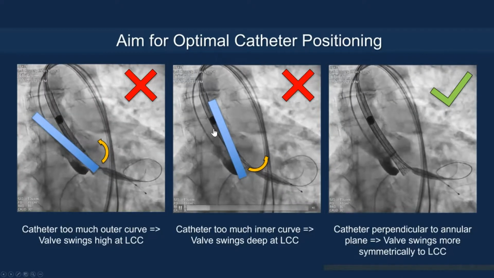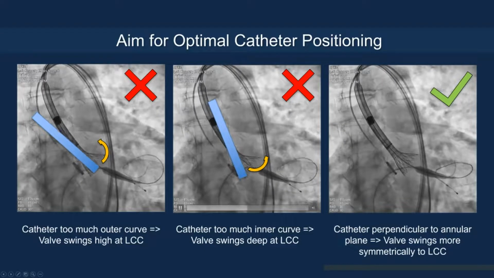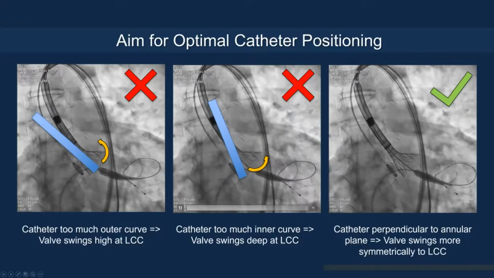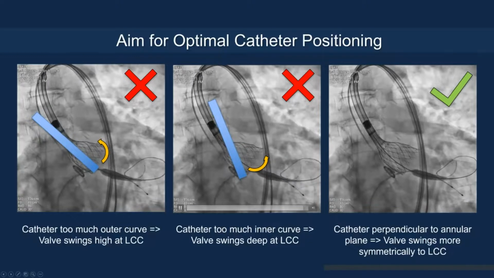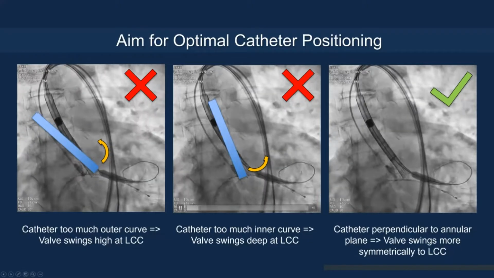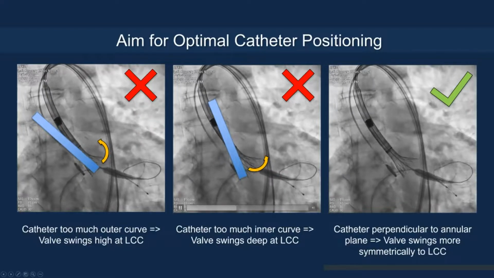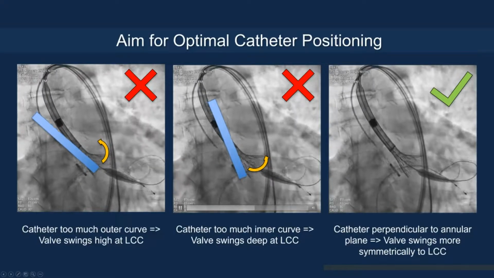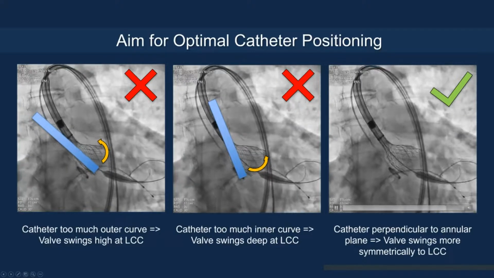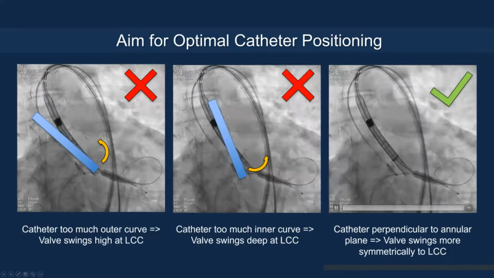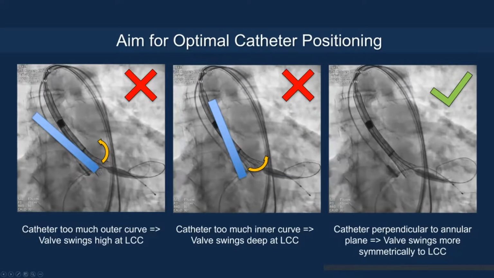In the middle section, this is the opposite. If your delivery catheter is too much in the inner curve, in that case, when the valve is flowering and swinging to the left cusp, you may end up too deep on the left cusp, and so you have an asymmetric annular contact, and as a result, you might have a suboptimal implant depth on release. So what we try to do is make the deployment as symmetric as possible by centering the delivery system, and you can do that by optimizing wire and catheter management.